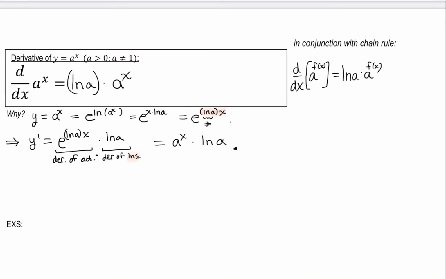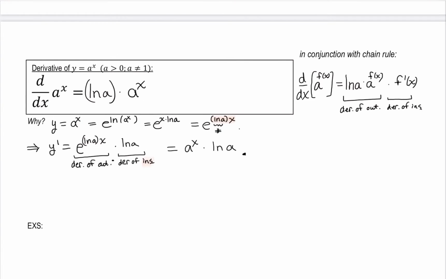This portion is your derivative of the outside. And then, of course, as always, it's times the derivative of the inside, so times f prime of x. So that's what your a to the x rule looks like written in conjunction with the chain rule.